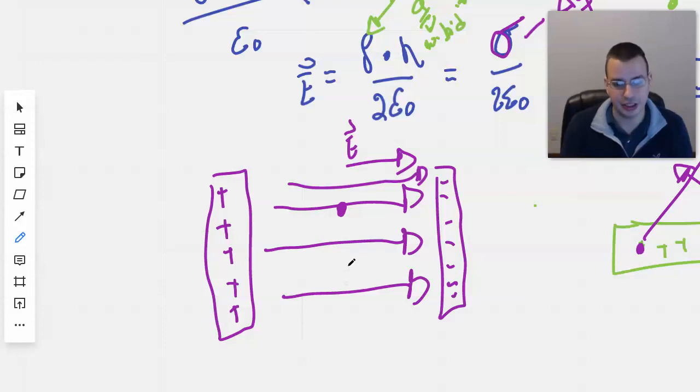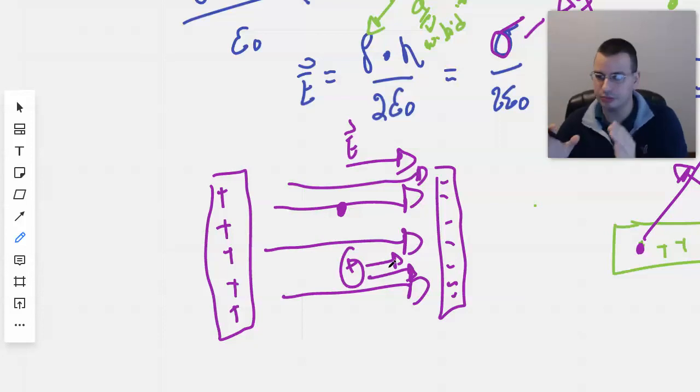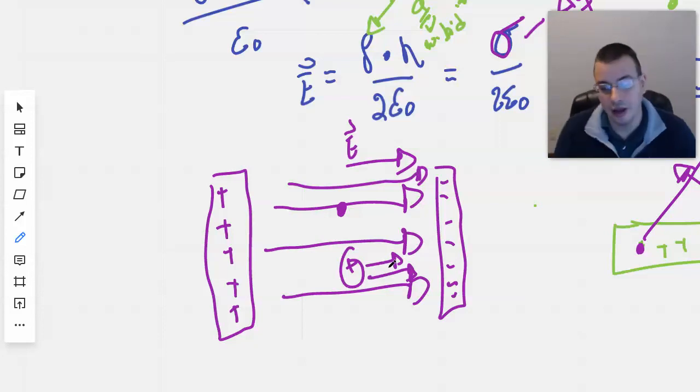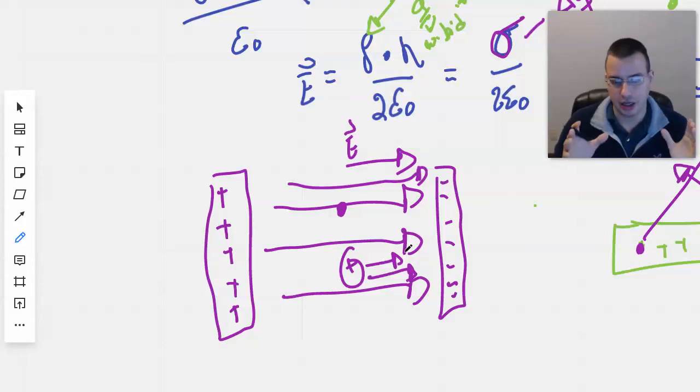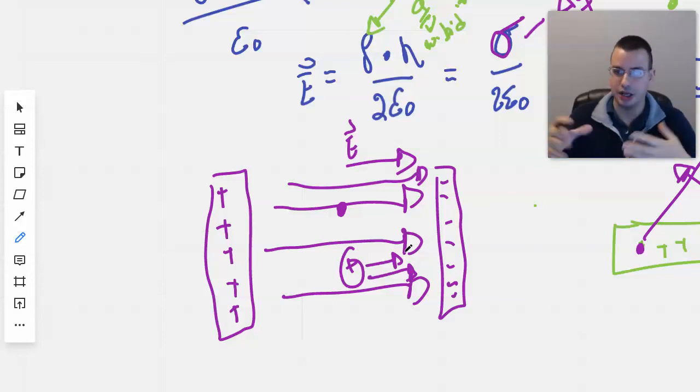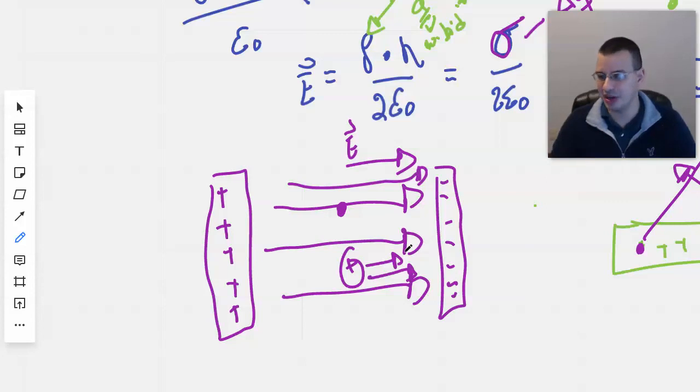So the idea is you have a positive charge here. It's obviously going to be repelled by the positives and attracted by the negatives, and therefore it'll move to the right. And that's why Gauss's law explains here, or at least proves, why infinite planes produce a uniform electric field regardless of how far away you are from them.